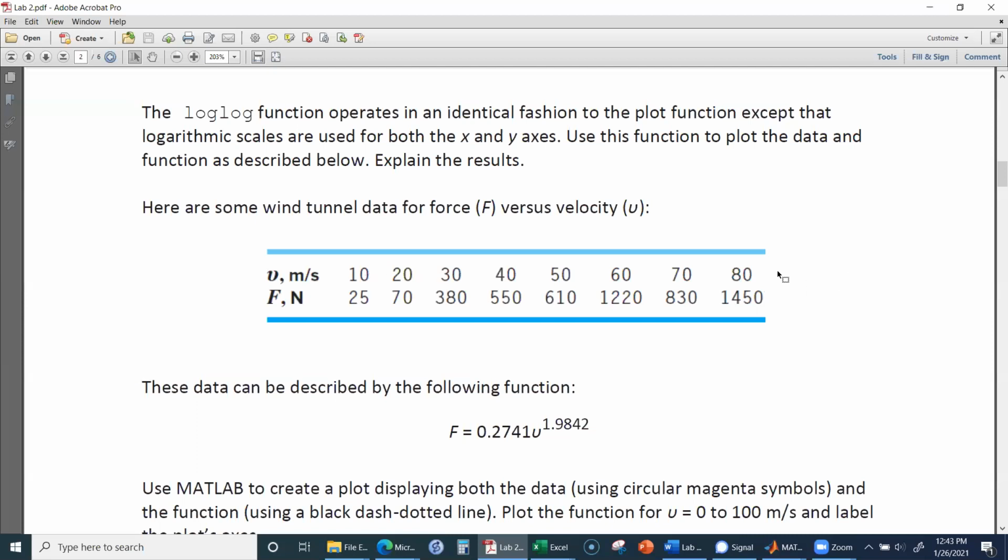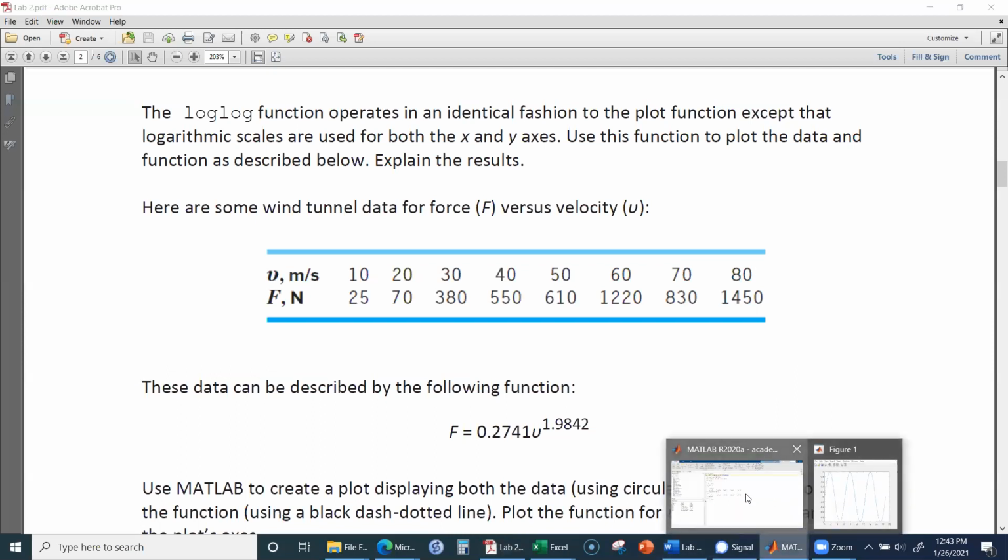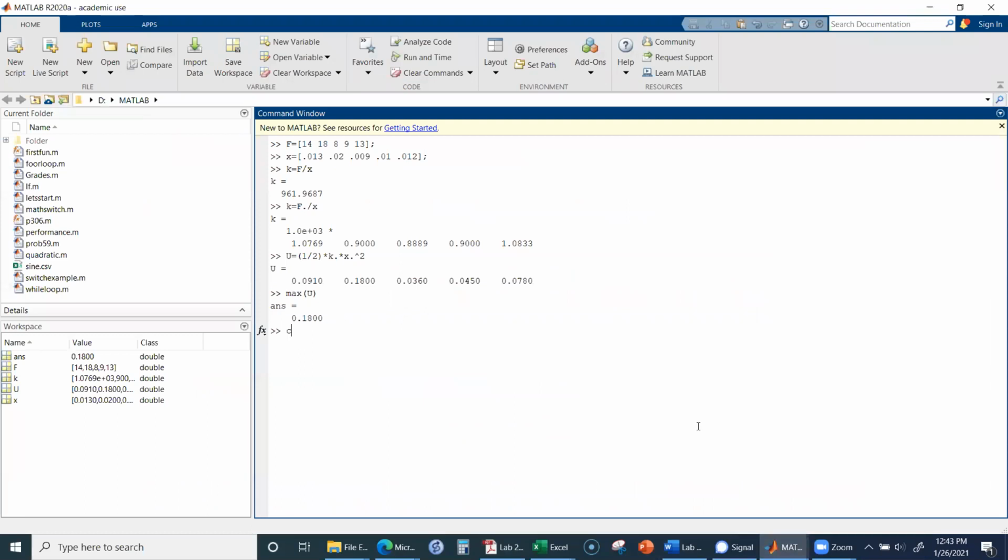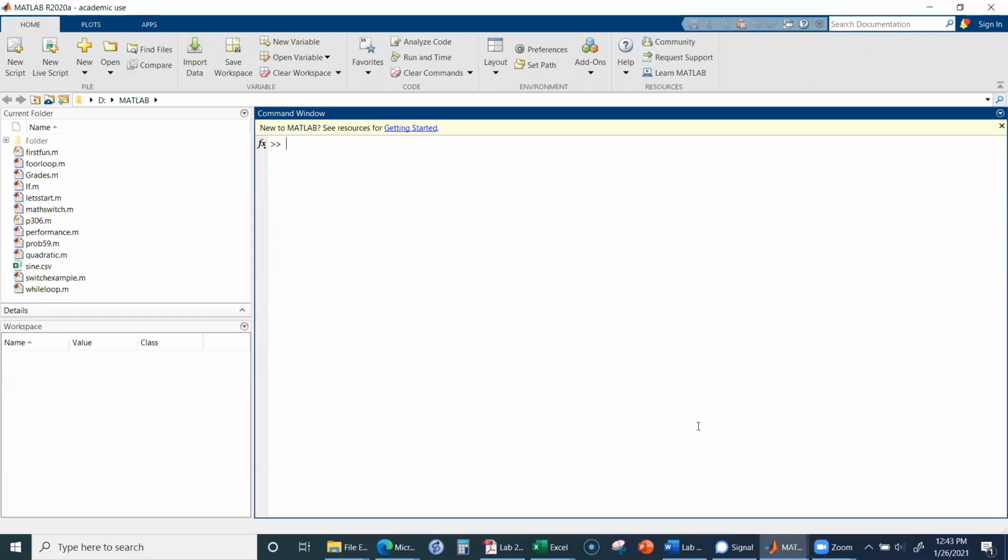10 and up to the value of 80. So first of all, let me clear the command window with clc. Okay, so take the velocity first. So I take V is equal to, velocity starts from 10 and with an increment of 10 and up to 80.